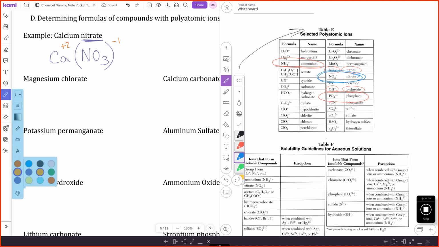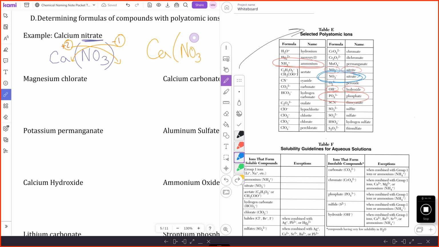And if you crisscross, let me use a different color for this. If you crisscross, we take this 2 and we make it the subscript of my whole polyatomic ion. We take my -1, or just the 1, and it becomes the subscript for my calcium. And what I'm left with is Ca(NO3)2. Now you see, by putting the parentheses there before anything happened and leaving them there, it makes it really easy for me to know where that 2 is supposed to go. It goes on the outside of the whole polyatomic ion.